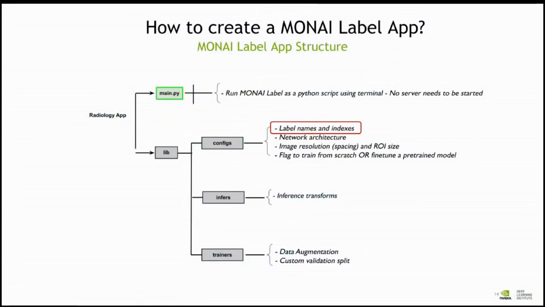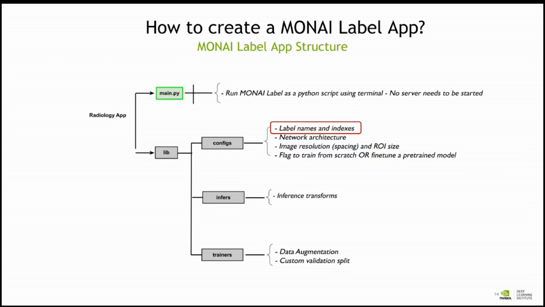So quickly, this is the structure that we have in, maybe this is too technical, but this is the structure that we have in applications in MONAI Label. We have the main.py file where we instantiate all the classes for inference and training. MONAI Label initially was thought of as a server, but you can also use MONAI Label as a Python main script. You can run it without starting a server. And for that, you use the main.py file.